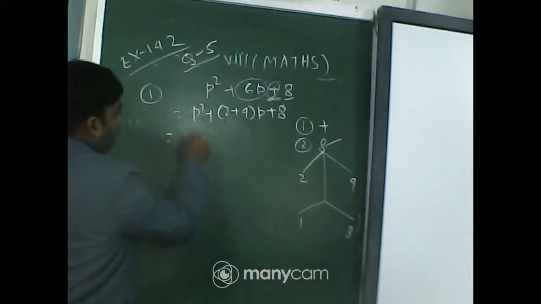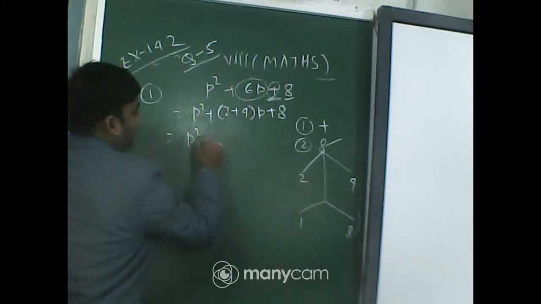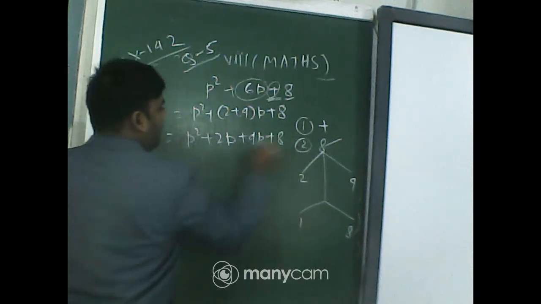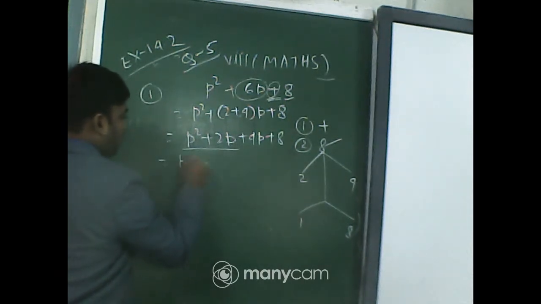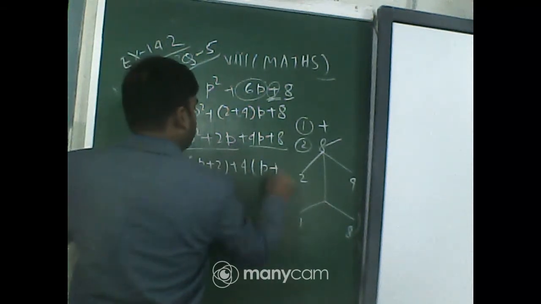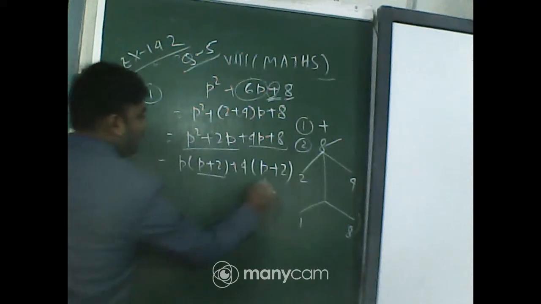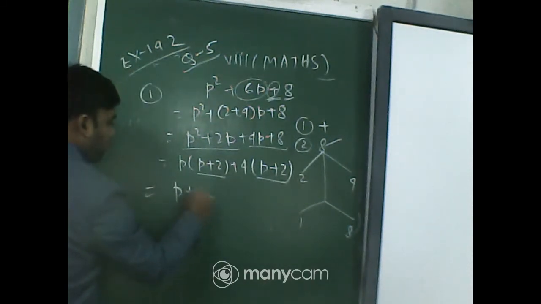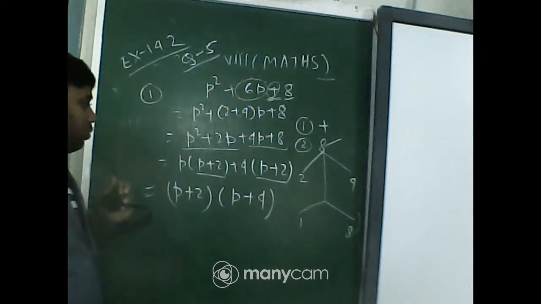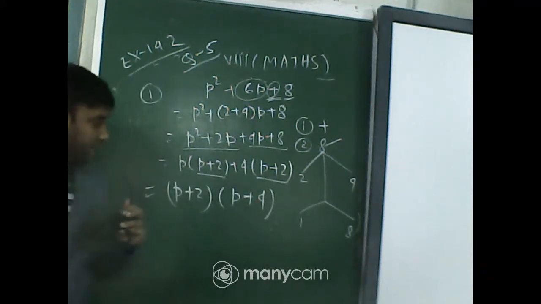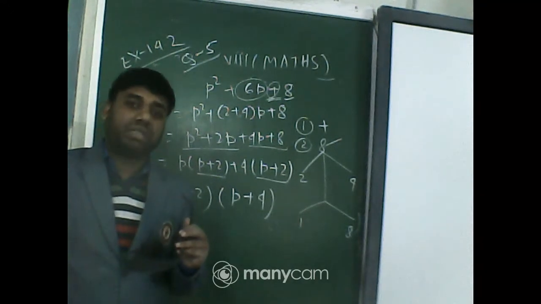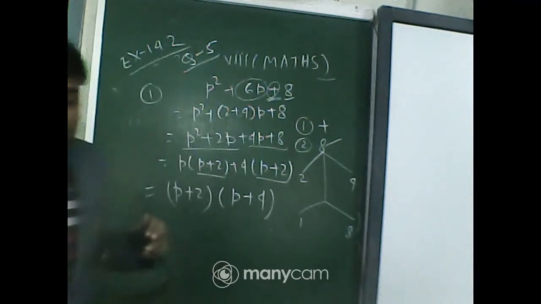Next, p square, 2 into p, break the bracket, and 4 into p, so 4p plus 8. From these first two parts, p into p plus 2; from these two parts, plus 4 into p plus 2. So p plus 2 is taken common, giving p plus 2 into p plus 4. Okay, p plus 2 into p plus 4. That is the factorized form, and that process is called middle term factorization. Next sum, that is part 2.